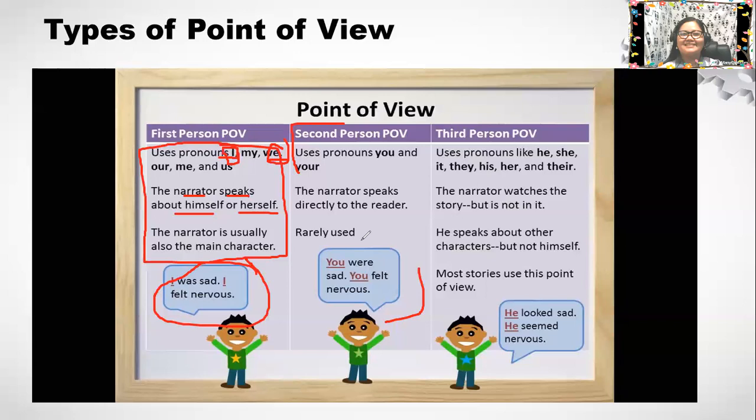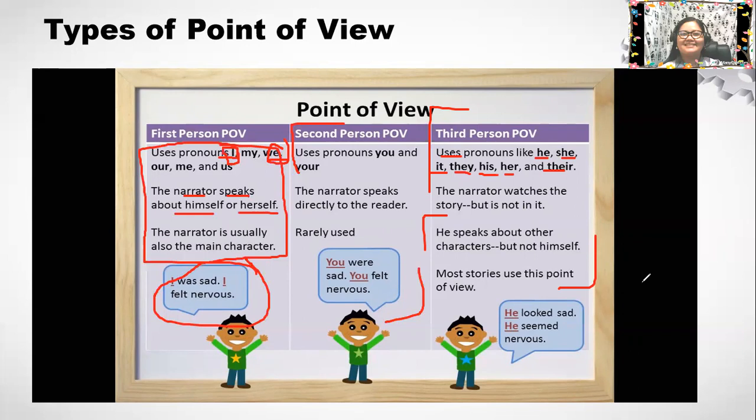Now let's have the third person POV, or third person point of view. When you use the third person, you use pronouns like he, she, it, they, his, her, their. The narrator watches the story, but is not in it. So he speaks about the characters, but not himself. Like for example, he's talking about his friend. It means he speaks about other characters, but not himself.